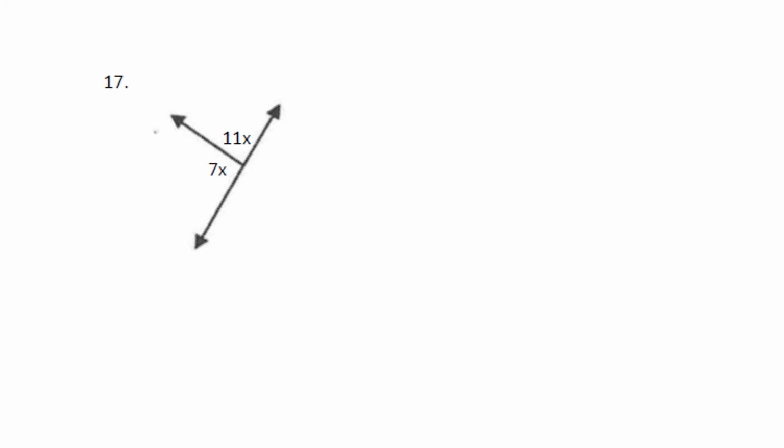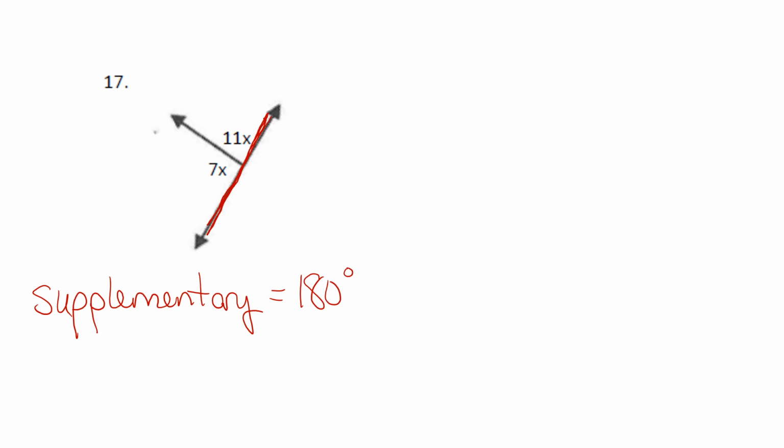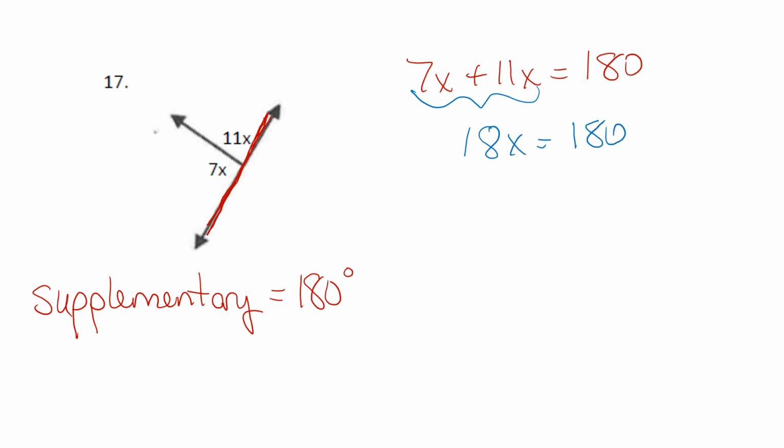Number 17, the two angles we are looking at are sharing a line here, and that is a straight line, so that's a straight angle, which means they are supplementary angles to make a straight line. And we know that supplementary equals 180 degrees. So we're going to add the two angles we're given, 7x plus 11x, and set them equal to 180. Combine your like terms, so that would give me 18x equals 180. Solve your one-step equation by dividing both sides by 18. And x would equal 10.